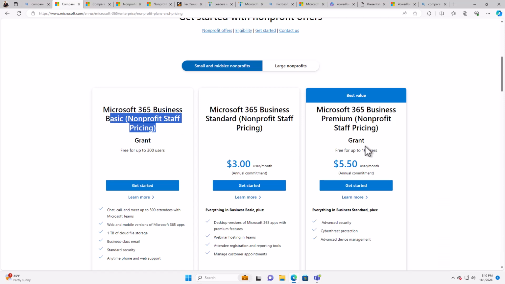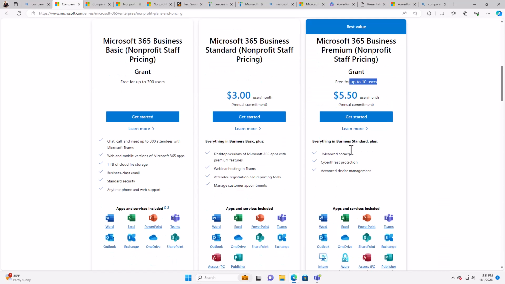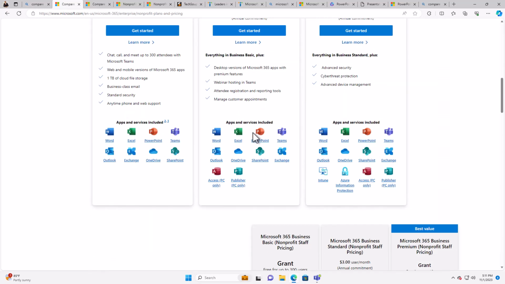So every year, per annum, Microsoft will automatically renew it for you. It does not expire, so it's for life because it's called grants. So this is one of the ways Microsoft is supporting your non-profit. If you have a non-profit organization, I would advise you to work with a Microsoft partner to actually get started with this. There are some documents to prove that you are a non-profit that you have to actually provide. So there are a lot of benefits.